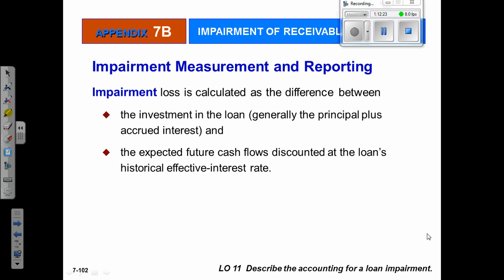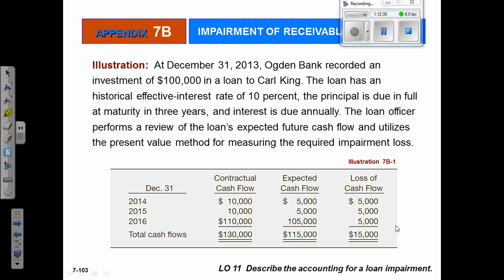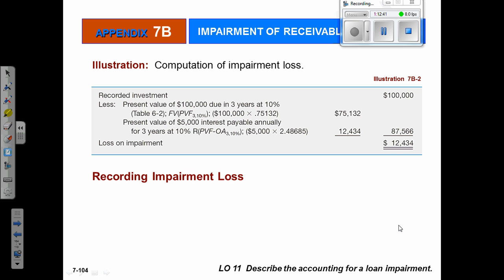For an investment loan, generally the principal plus accrued interest, you get the expected cash flows and discount them, what we've been doing all along. So we constantly look at whether or not there's been a permanent impairment in the value of all of our non-current assets. They show you a nice example of this. Expected loss of cash flow, what the discounted present value is now. So here we've got our recorded investment, and we take the present value of the future cash flows. If it's less, what do we do? Record a loss of impairment.